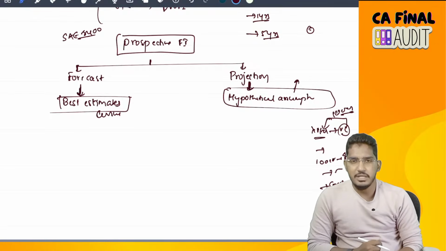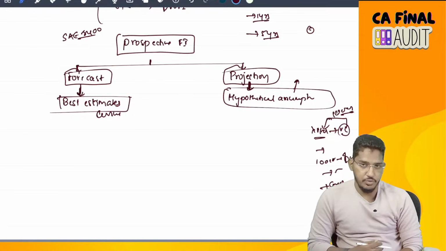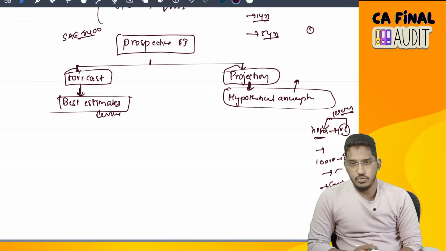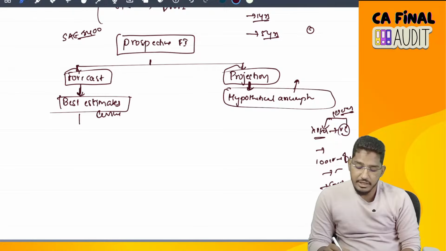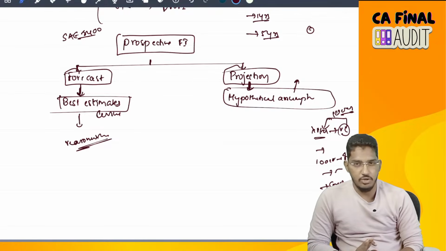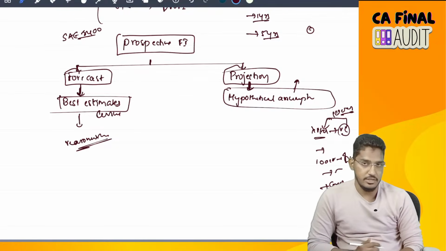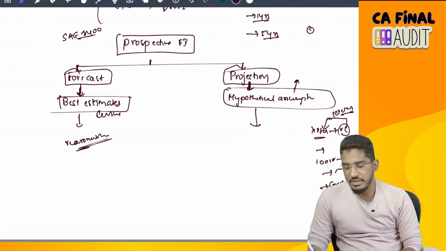Now the client might bring the prospective financial information. Either he might bring the forecast to you, or he might bring the projection to you. Now what you are supposed to verify with regard to that forecast or the projection is, when it comes to forecast, we need to check whether those assumptions are reasonable, whether they are acceptable or not, that we need to check. For forecast. But when it comes to hypothetical assumptions, we can't even check their acceptability.